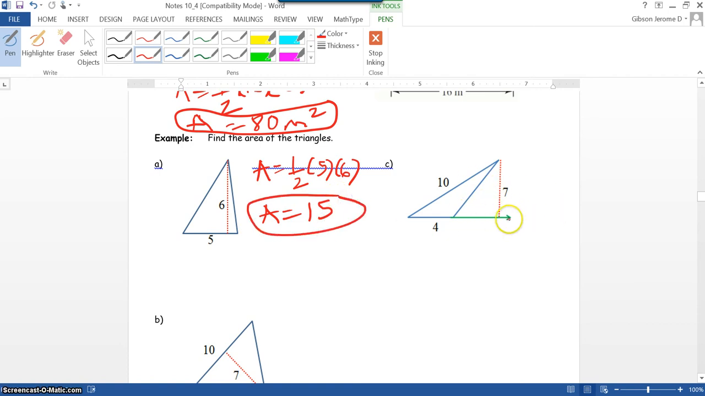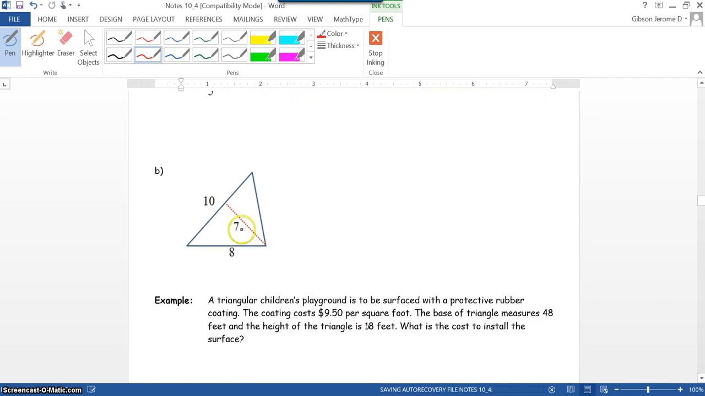Now we come here, the same thing. Same formula. Area is equal to 1/2. The base here is 4. And the height is 7. So when we multiply all this together, this will give us 14. Now we come here. The area is equal to 1/2. The base here would be 8. And the height will be 7. So this will give us 28.